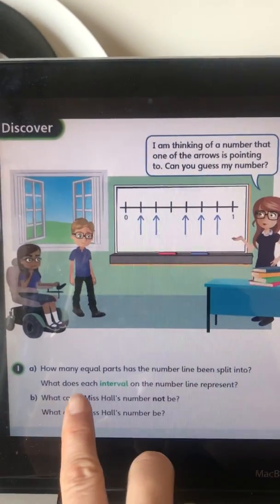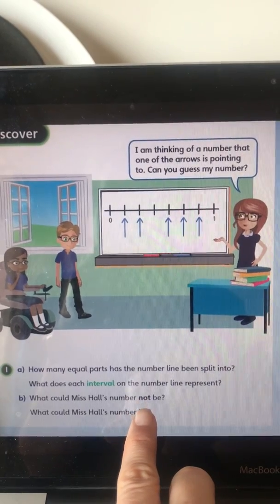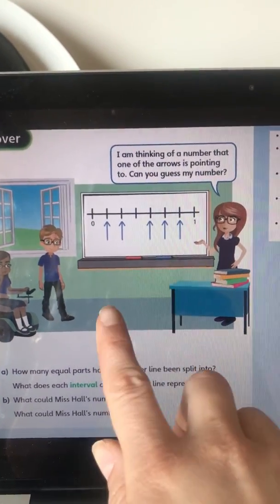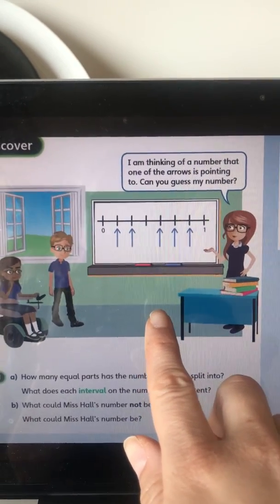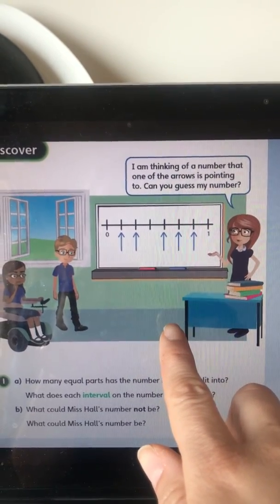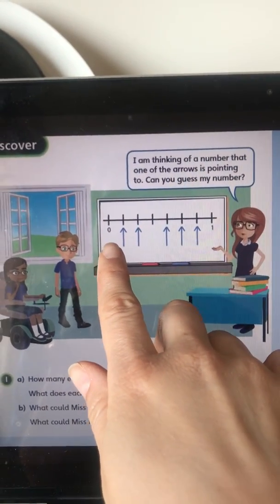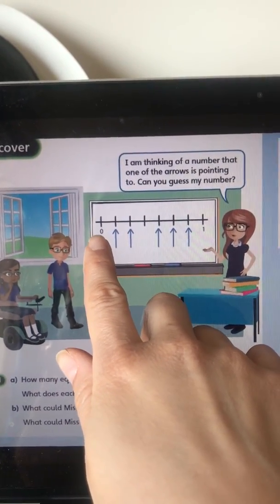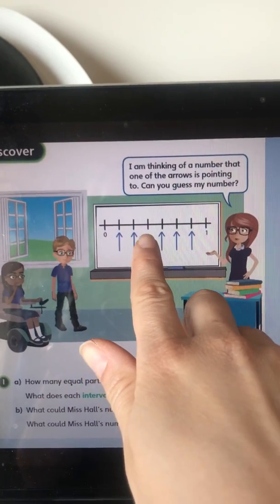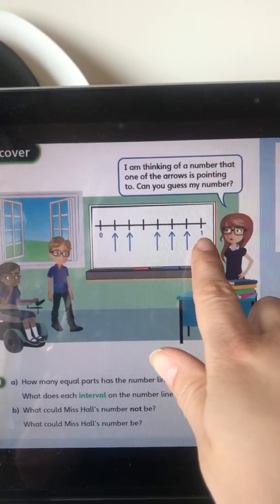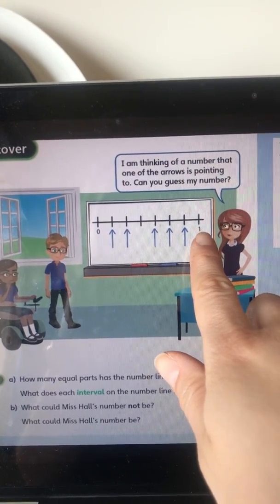Okay, so what could Miss Hall's number not be? What can her number not be? I'm going to give you a few seconds to think about it. So her number can't be 0, can it? Because her arrow is not pointing to that one. Her number also can't be that one because there's no arrow on this one. And her number can't be 1 because there's no arrow pointing to this one.